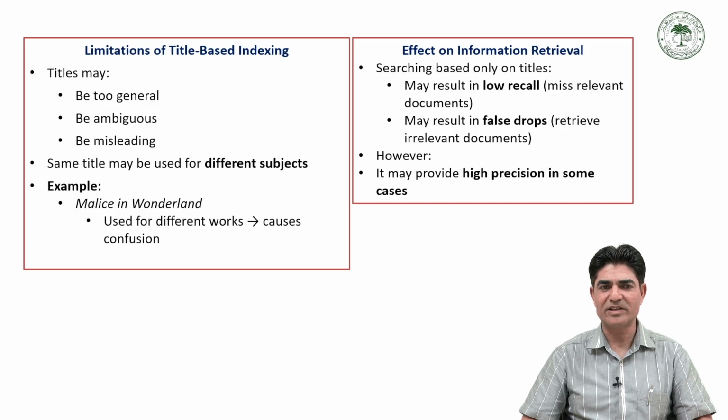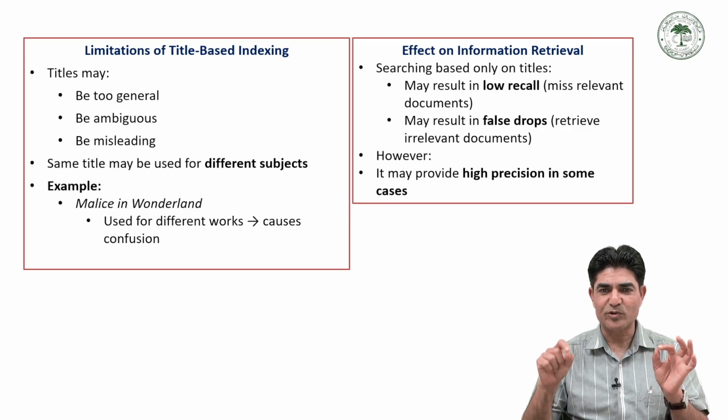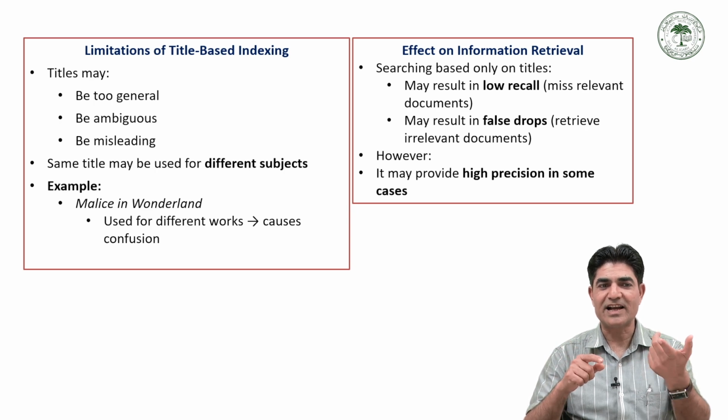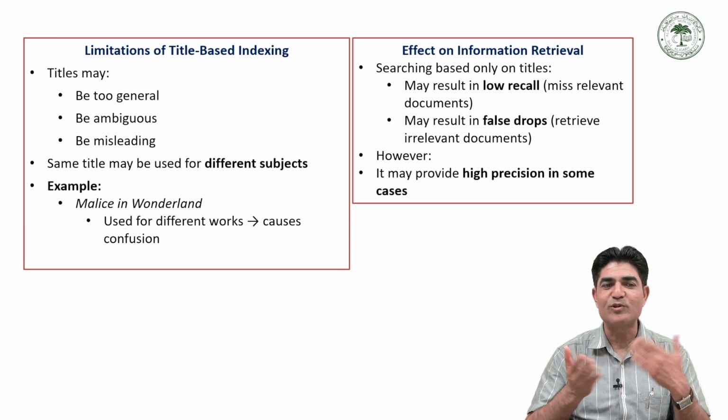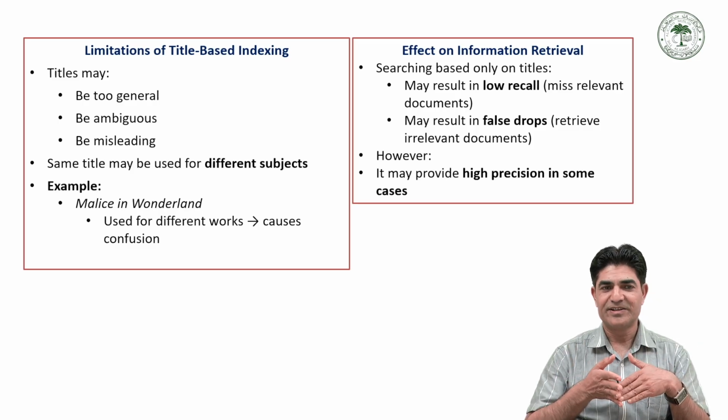Precision may be high because if you are searching for a document with the keywords that you are using in the search query, then only those documents which match your query will be retrieved. So these kinds of documents, even if they are useful to you, are not retrieved. So it means the recall will be low and precision will be high if we are using title-based indexing systems.